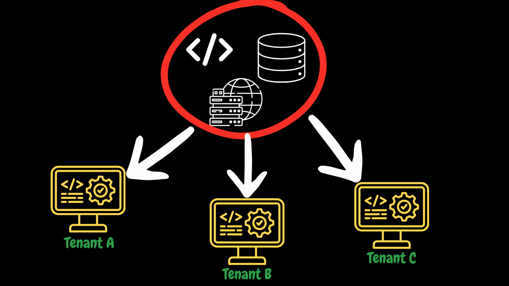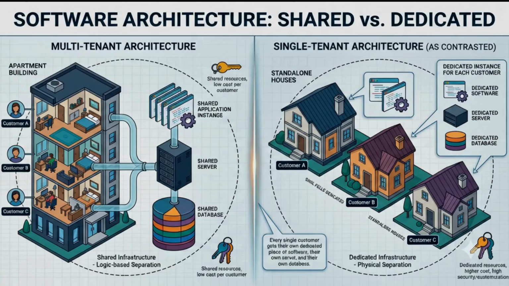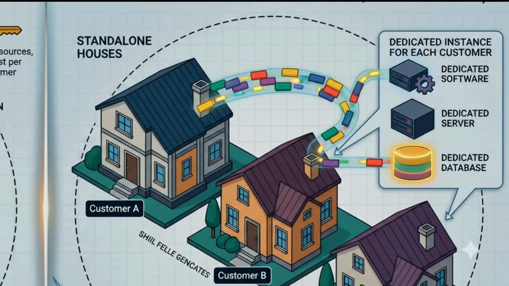Even though all tenants share the same application code, infrastructure, and database, their data is completely isolated and invisible to one another. Company A cannot see Company B's data even though they are running on the exact same server. Contrast this with single-tenant architecture, where every single customer gets their own dedicated piece of software, their own server, and their own database. Going back to our analogy, single tenancy is the standalone house, multi-tenancy is the apartment building.